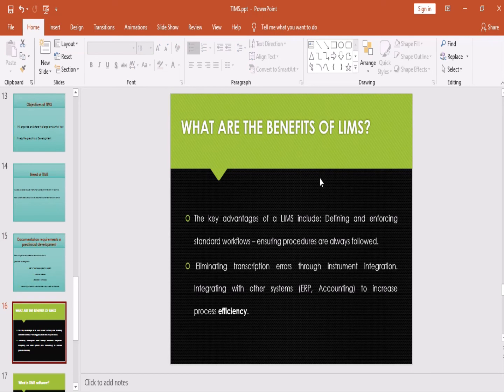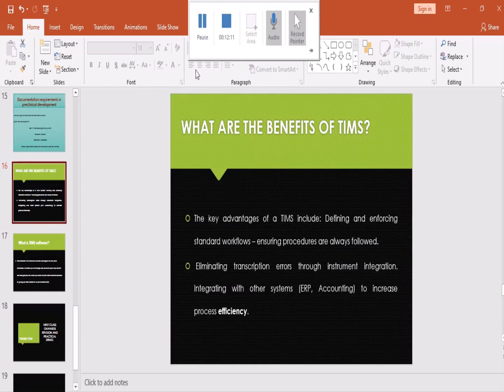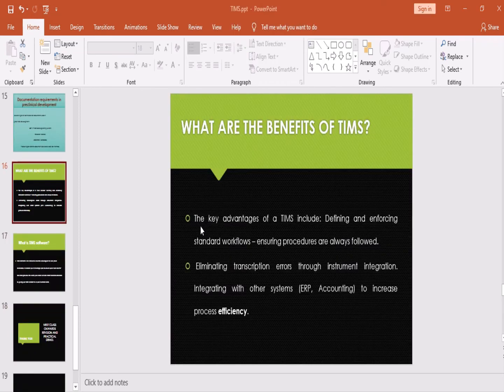So what are the benefits of TIMS? The key advantages of TIMS include defining and enforcing standard workflows, ensuring procedures are always followed, and eliminating transcription errors through instrument integration, and integration with other systems, that is enterprise resource planning and accounting, to increase the process efficiency. So these are the major benefits.